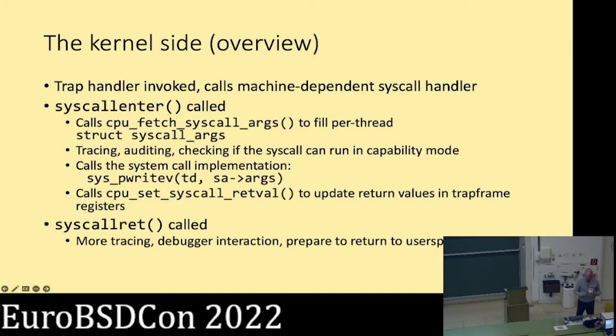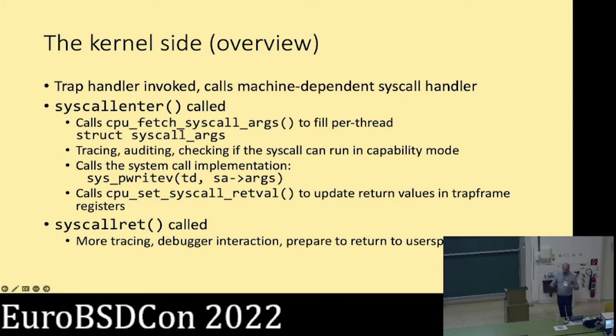So the kernel side. Let's give a quick overview here. There's that trap handler that I talked about when you make the system call instruction. And it calls a machine-dependent system call handler. That in turn calls this syscall enter function, which does a bunch of things, not all of which we're going to talk about in any great detail, because we're interested in the interfaces rather than the gory details. So it calls this CPU fetch syscall args to fill in a per thread syscall args structure, and we'll talk about that more. There's a bunch of tracing and auditing and checking if you're in capability mode and whether or not this system call is allowed to run in capability mode. And then the actual implementation, which is sys underscore syscall name, gets called.